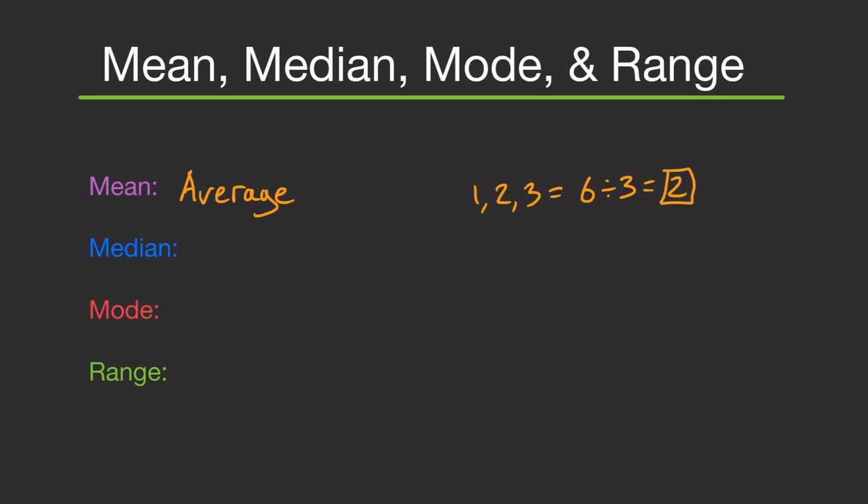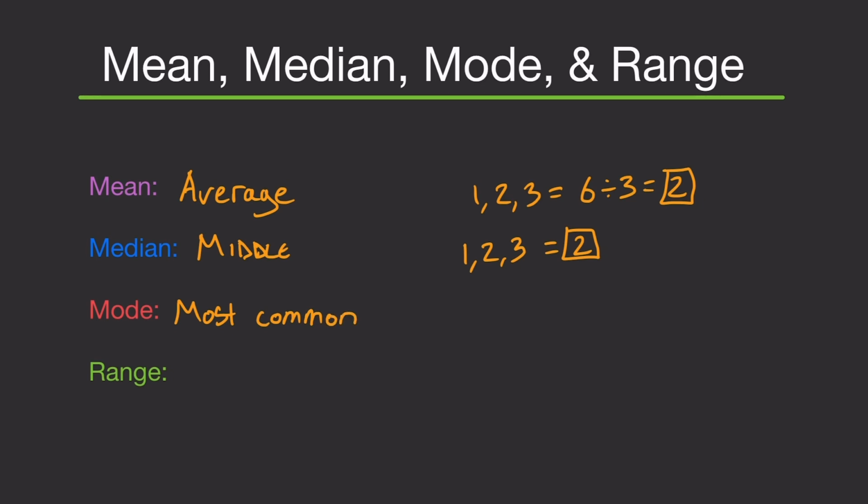Median is the number that's in the middle when you arrange all the numbers from least to greatest. So if I have 1, 2, and 3 again, 2 is going to be my middle number because it's in the middle there. Mode is the one that appears the most often, so it is the most common number.